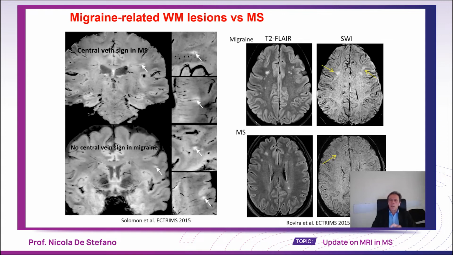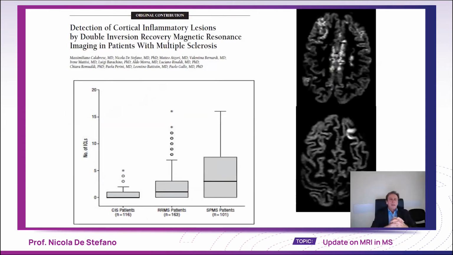So signal loss or not signal loss, central vein signs, together with topography, size, and other lesion characteristics, can be important. It makes this one of the most difficult differential diagnoses that we can have when we want to classify a patient with multiple sclerosis on the basis of MRI.